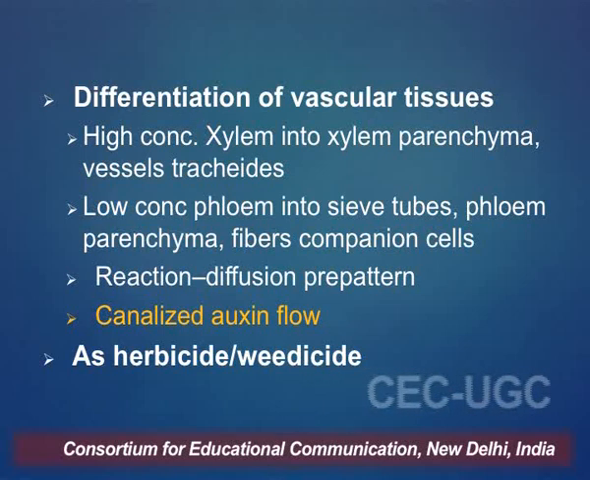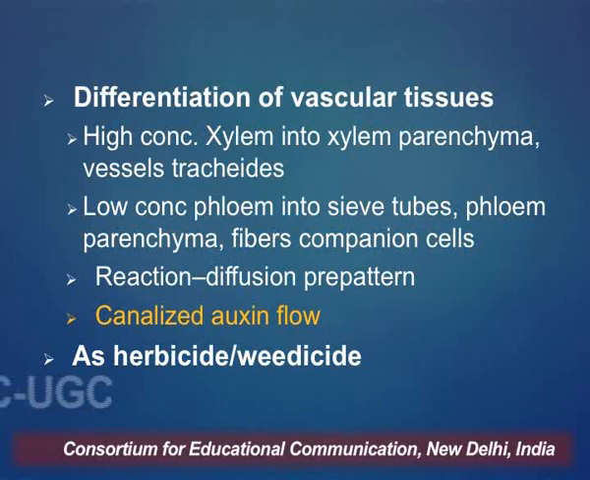One is reaction diffusion pre-pattern, and another theory is the canalized auxin flow. And amongst these two, canalized auxin flow is the major theory which is widely accepted that explains the differentiation of the vascular tissues. Then auxins are also used as herbicide because they also inhibit the growth of certain plant tissues.